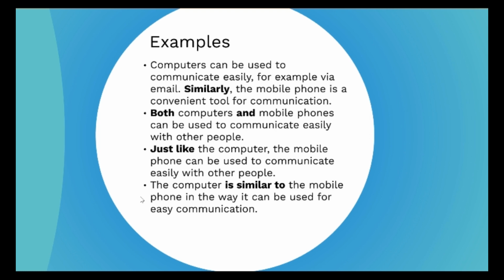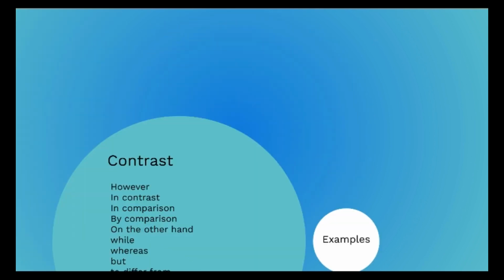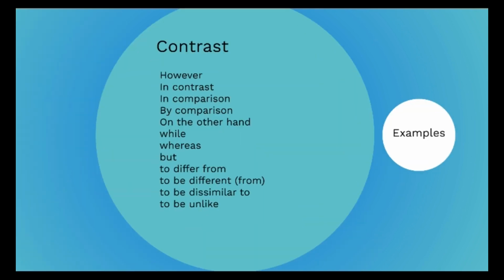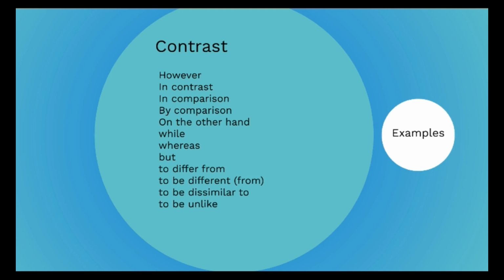And then looking at contrast structure words, these are words like however, in contrast, in comparison, by comparison, on the other hand, while, whereas, but, to differ from, to be different from, to be dissimilar to, to be unlike. And examples of these in sentences.